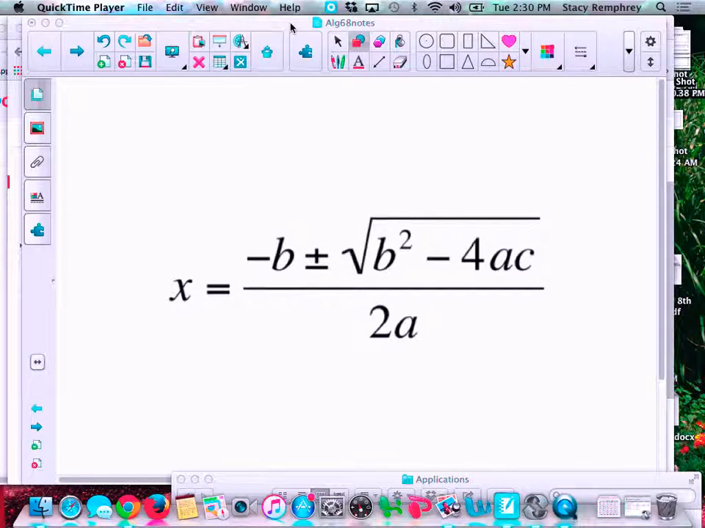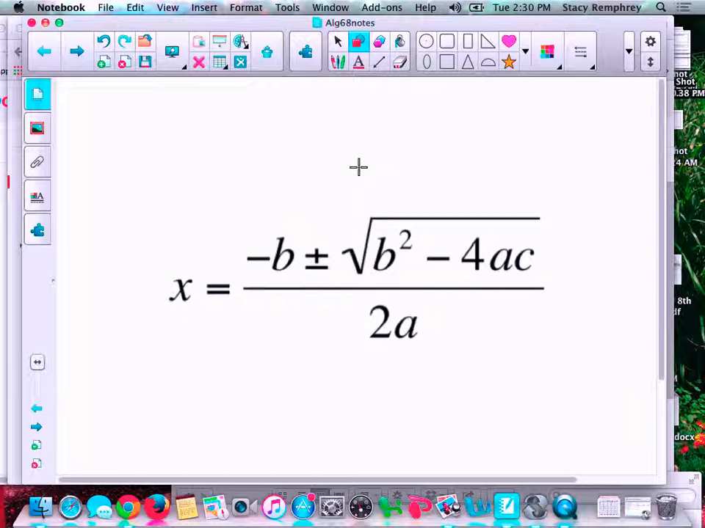All right, these are the notes for 6-8. This covers the quadratic formula. In our previous lesson, we learned how to solve quadratics by completing the square. And now we're going to solve by quadratic formula.